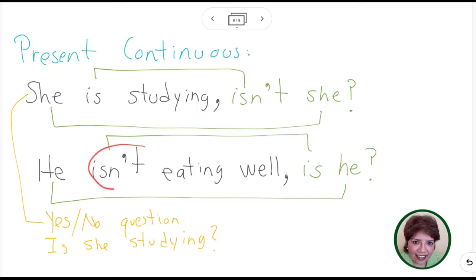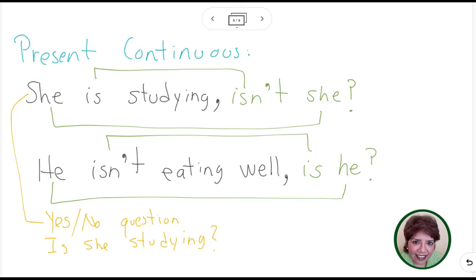And we have another example. Remember that we are not going to think about this verb for the tag question, just the main verb. He isn't. Then the opposite of isn't is. We don't worry about this verb. He isn't eating well. Is he, the pronoun? And that's all. You are going to do this for all the tenses.